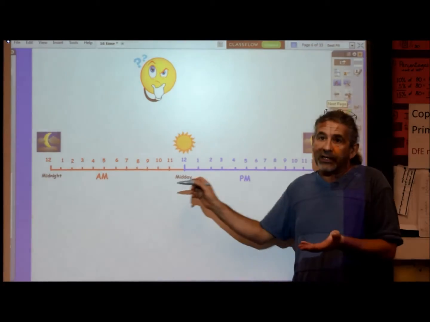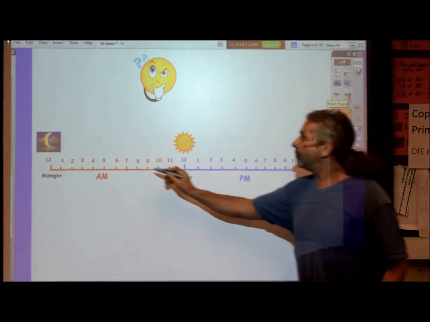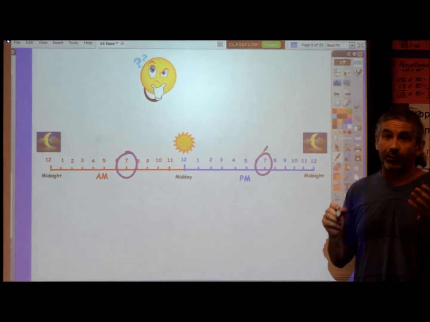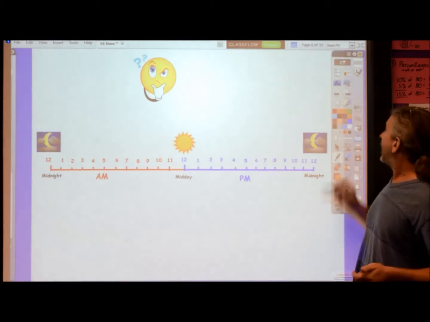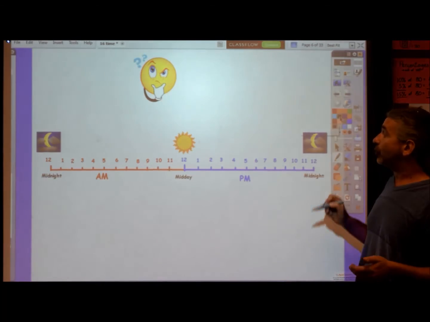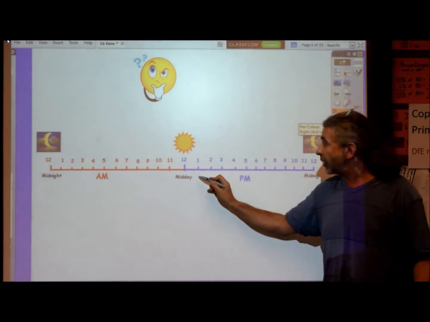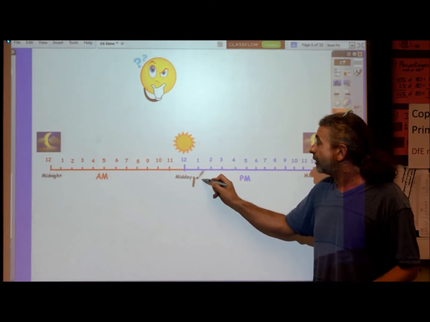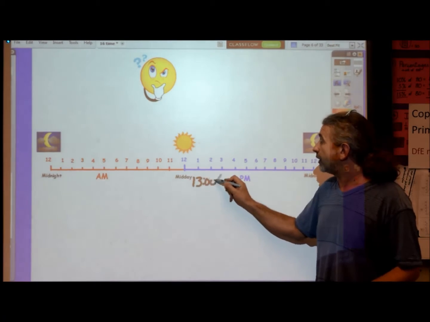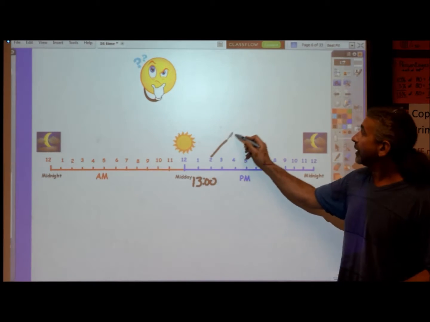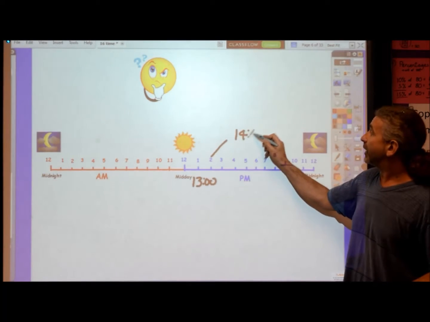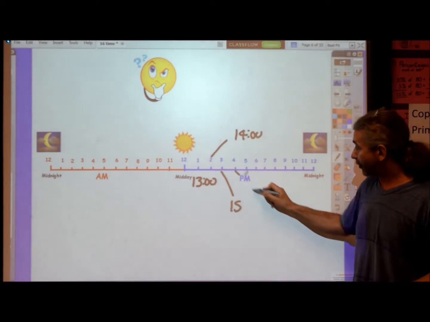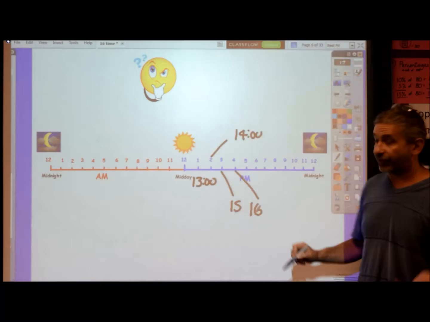Now, there's a slight confusion with AM, PM times, because if you're talking about 7 AM, it could easily get mixed up with 7 PM. So, a new system called the 24-hour clock was invented. Instead of calling it 1 PM, it was decided to call it 1300 hours. Instead of 2 PM, it was 1400. Instead of 3 PM, it was 15. Instead of 4, it was 16.